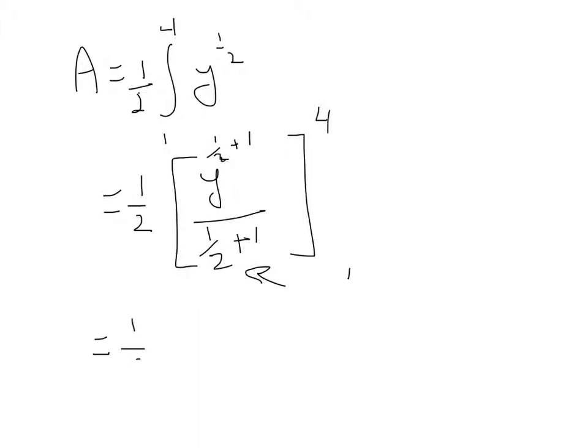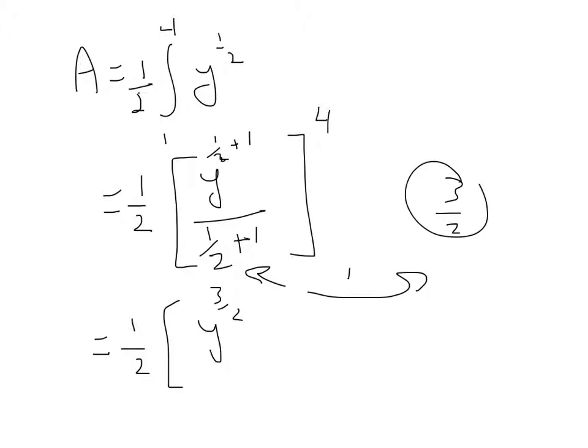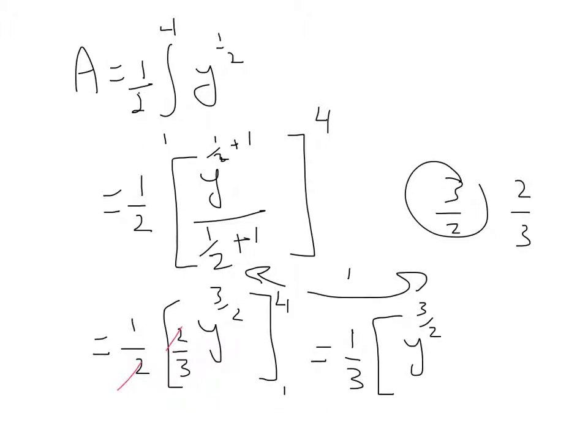So it's a half y to the power 3 over 2, and the 3 over 2 in this case will be flipped over and it becomes 2 over 3. So you will have 2 over 3 in front of the y, from 1 to 4 still. This makes the 2 here and the 2 here cancel, and we'll end up with a third outside, y to the power 3 over 2, from 1 to 4.